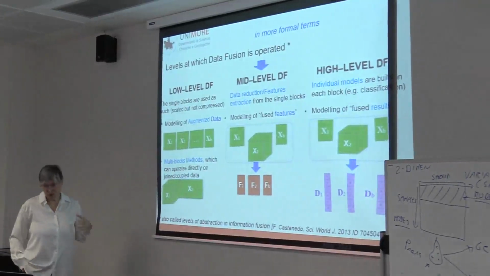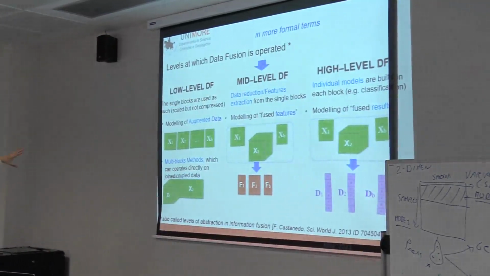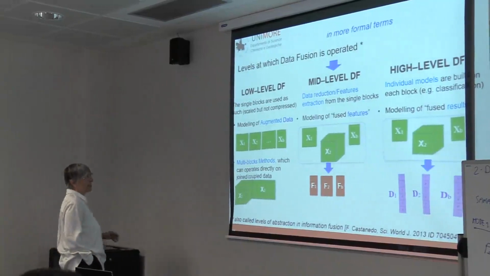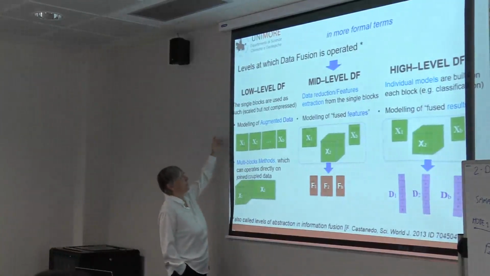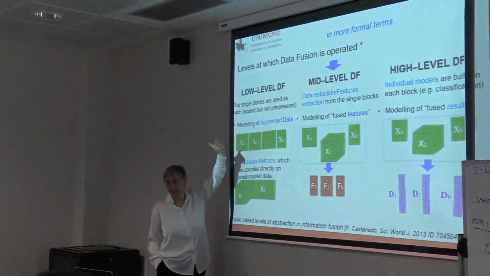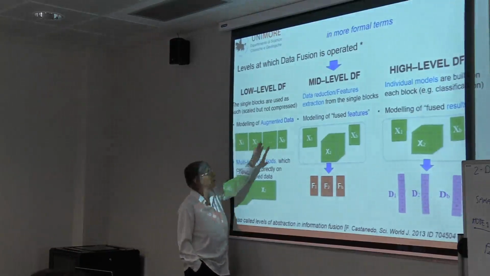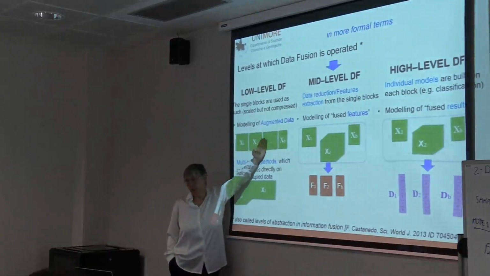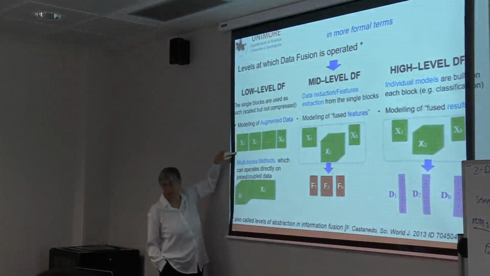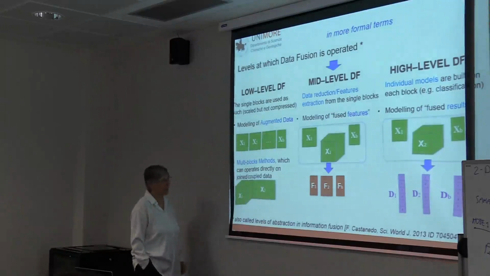And in a more formal way, in low-level data fusion, we have a single block, and we say that we obtain a concatenated or augmented data set. So we just put the different blocks close together, and in this case the shared mode is the sample, but we can also do the opposite. I will show some examples of this.